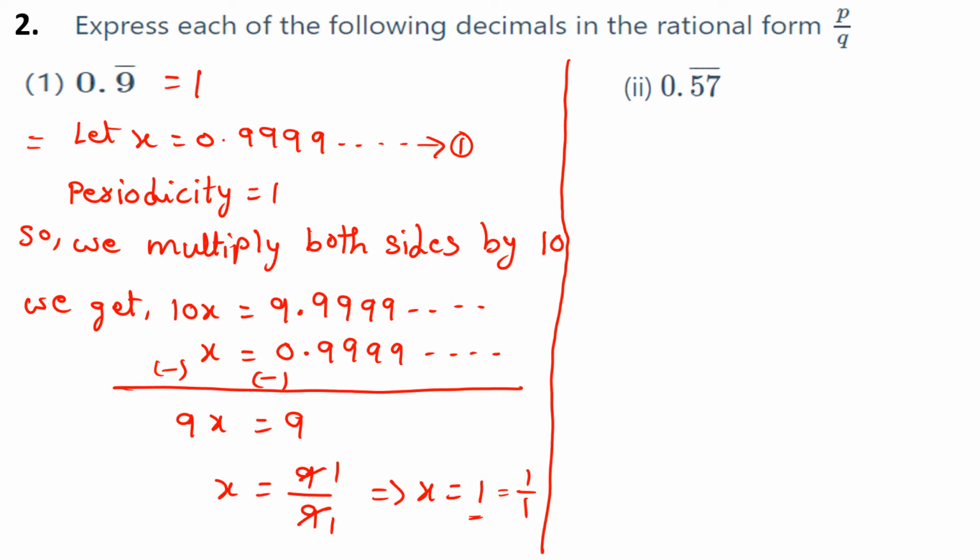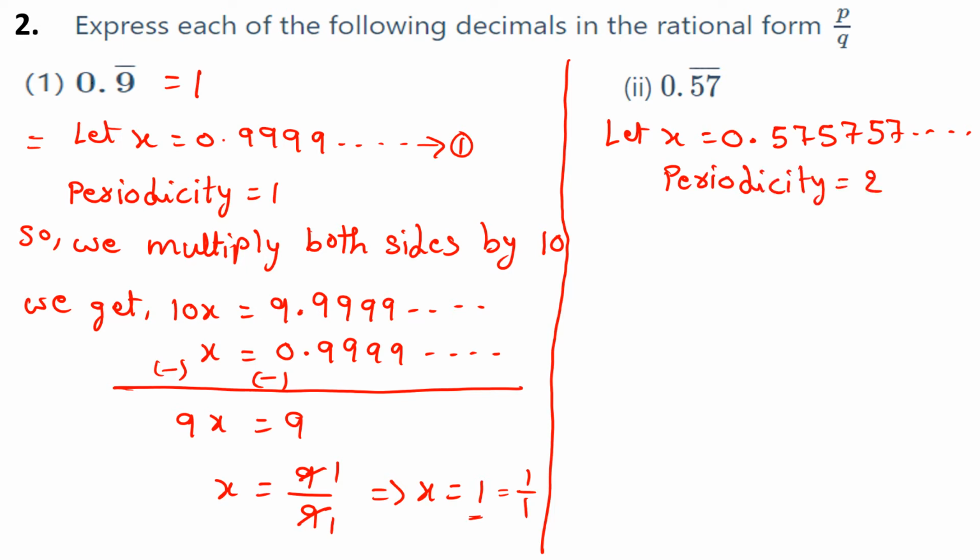Right, now let us see this 0.57 bar. Let x equal 0.575757 and so on. Then what is the periodicity here? The periodicity is 2, since 2 digits are repeating here. So we multiply both sides by 100 now.